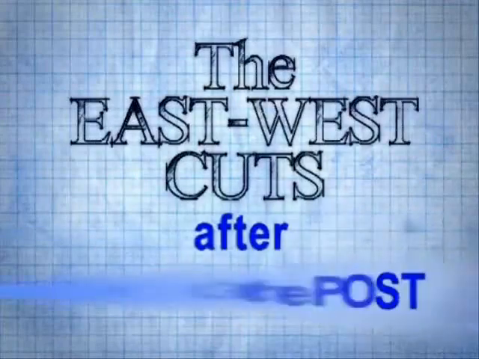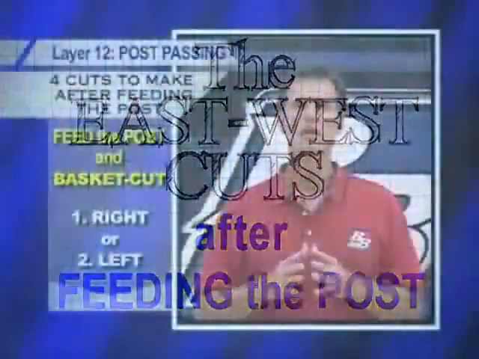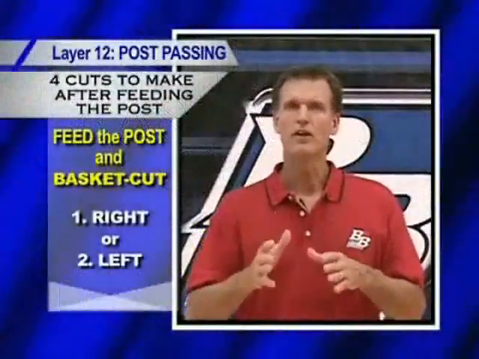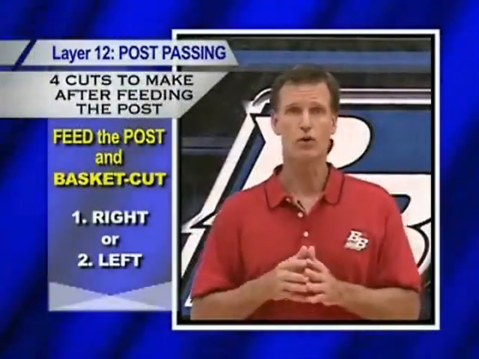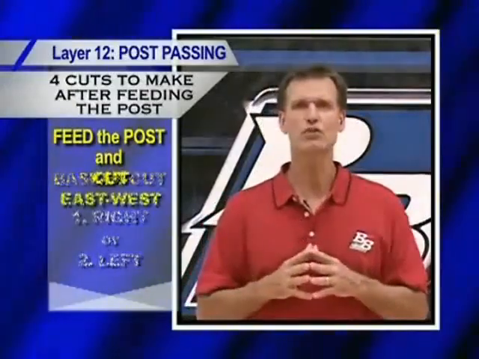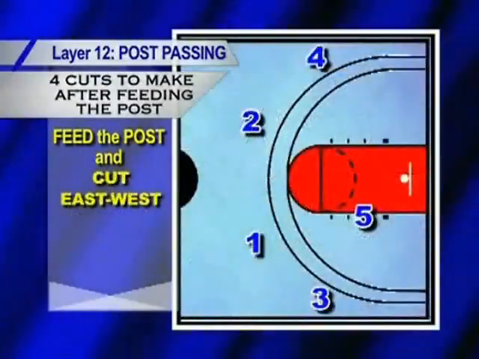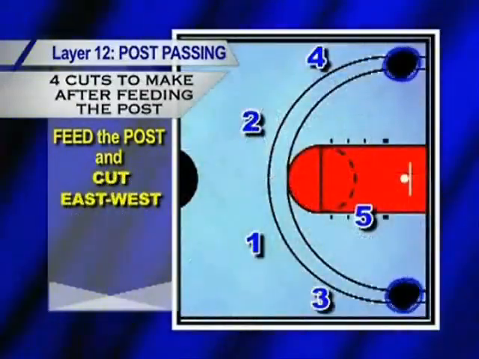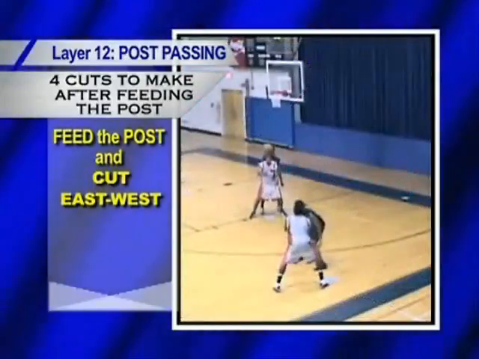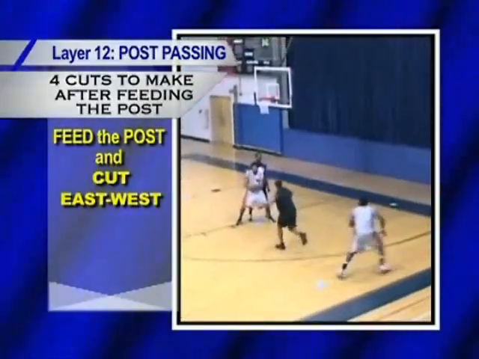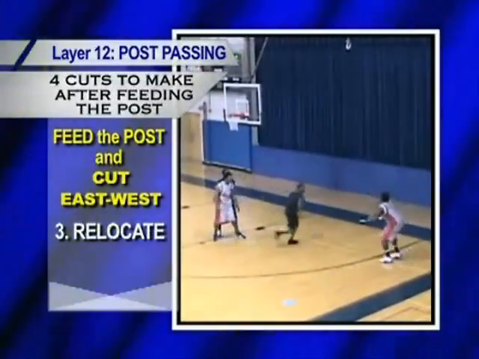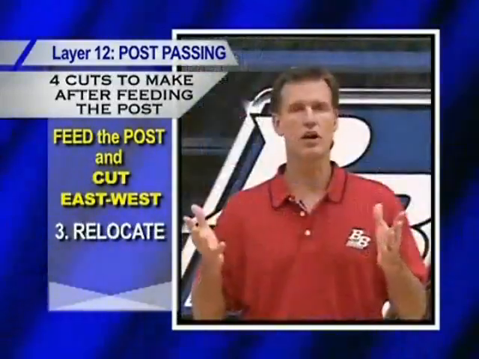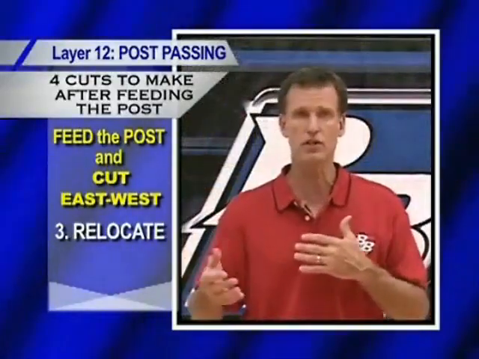The east-west cuts after feeding the post. So, at this point, the player who feeds the post can basket cut to the right or to the left. But what about east-west? This is one of the reasons for leaving the corners empty. If your defender follows your pass and double teams the post, then relocate to the corner for the return pass. Catch and shoot, catch and drive, catch, refeed the post and cut.